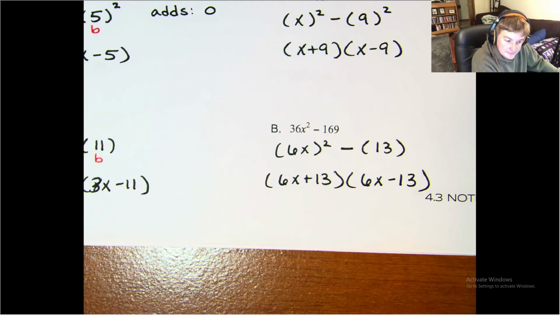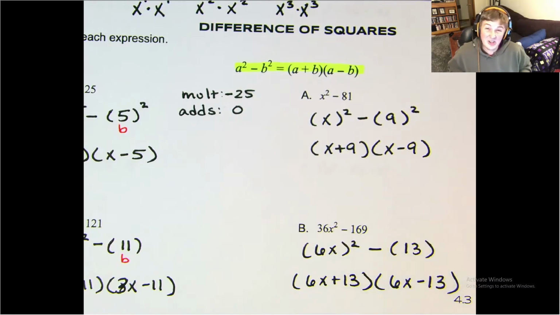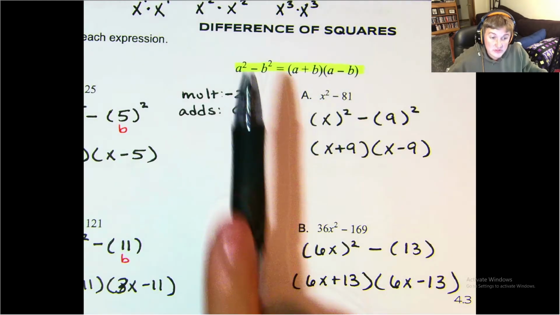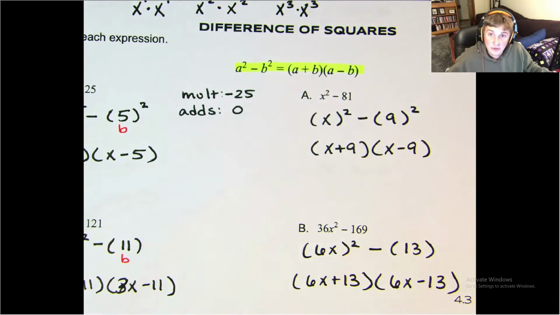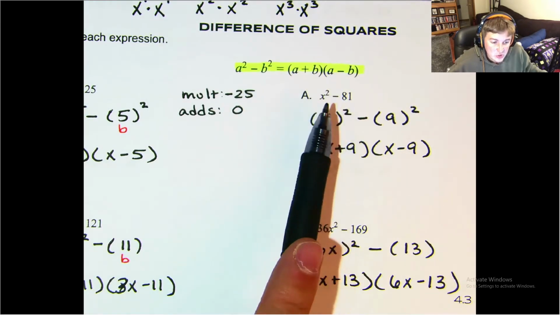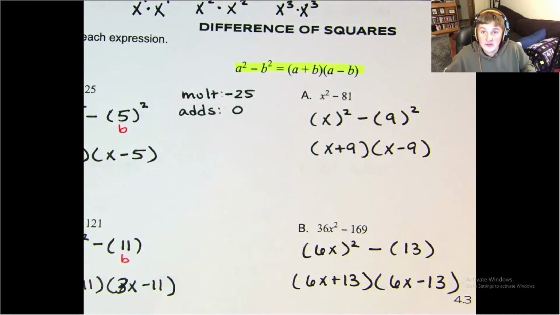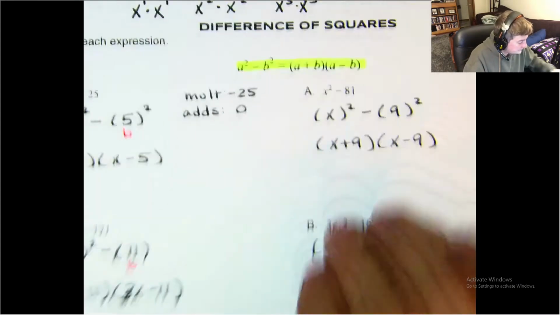All right. And this is what we call a difference of squares. And it's called a difference of the squares quite literally because difference, subtraction, squares, perfect squares. So whenever you are subtracting two perfect squares, x squared is a perfect square, 81 is a perfect square, it will always follow this factorial pattern.